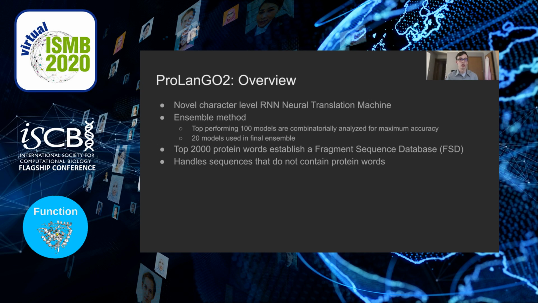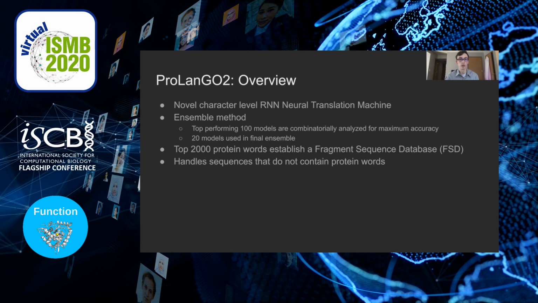Next, we have changed the training data a bit. Instead of taking words that occur in the protein database if they occur 1,000 or more times, we just take the top 2,000 words. We'll go into how we establish the protein language a bit later.